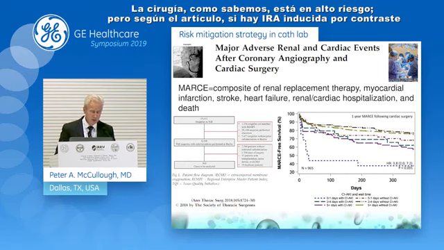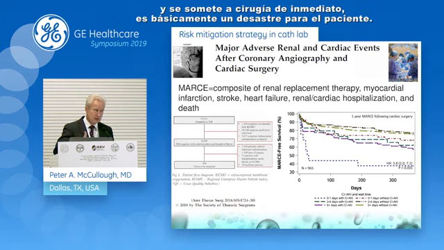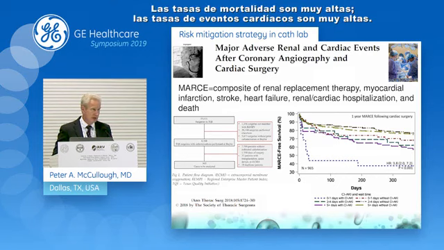In the surgery, we know going into it is high risk. But in this paper we published in the surgical literature, if a patient is developing contrast-induced acute kidney injury and they go right on to surgery, it's basically a disaster for this patient. The mortality rates are sky high. The hard clinical event rates are sky high.